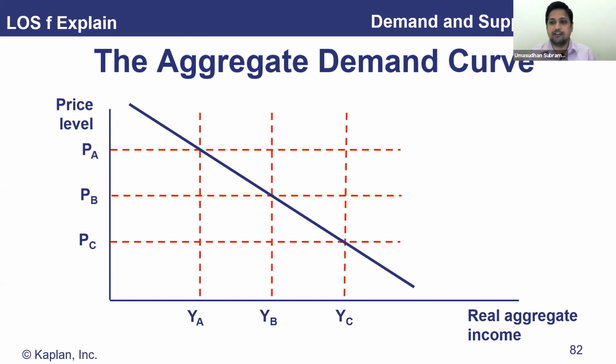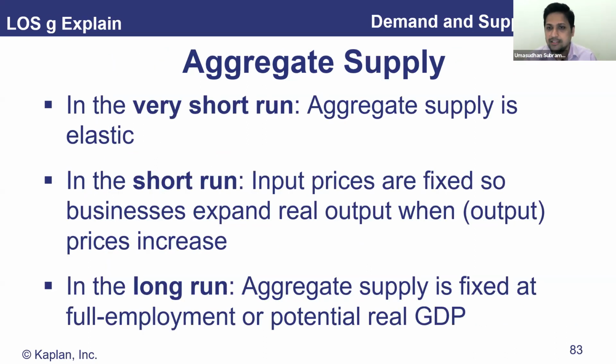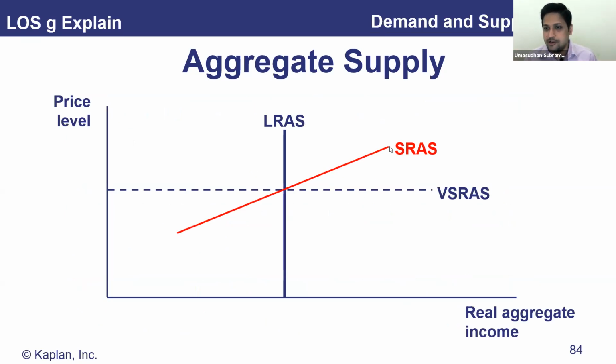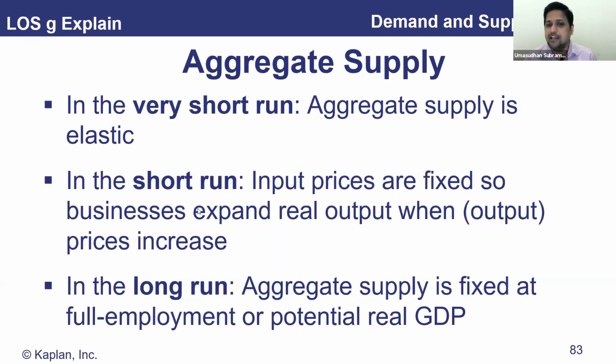So we spoke about the aggregate demand curve. You understand how that works. Now aggregate supply. This is going to be interesting. In the very short run, aggregate supply is elastic. You can adjust your supply the way you want. I'm going to explain that using the curve. In the short run, input prices are fixed, so businesses can expand real output as prices increase. In the long run, aggregate supply is fixed at full employment of potential real GDP. And this is what I'm going to explain to you now in detail. I'm going to explain slide 83 now.